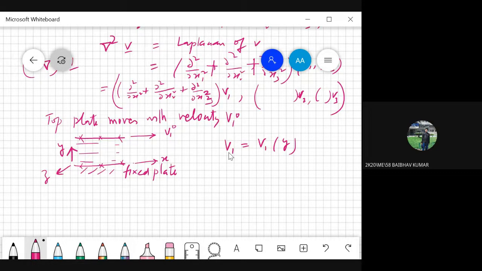Excuse me, sir. If the plate is moving, then it will have x also, no? The plate is moving rigidly. So velocity is in the x direction, but it is a function of only y. Any problem? No, sir. Okay. The same thing will happen to all other quantities. For example, pressure will also be a function of y.